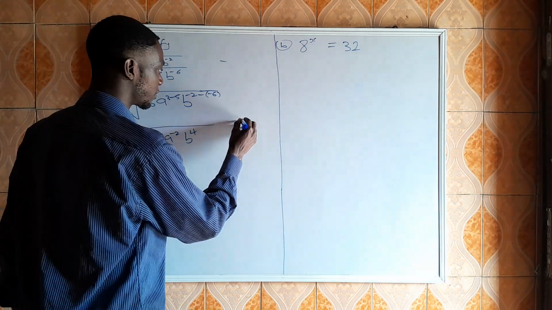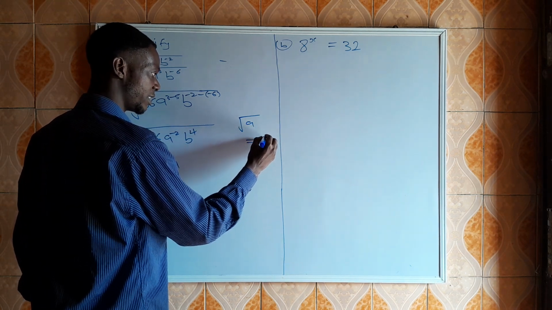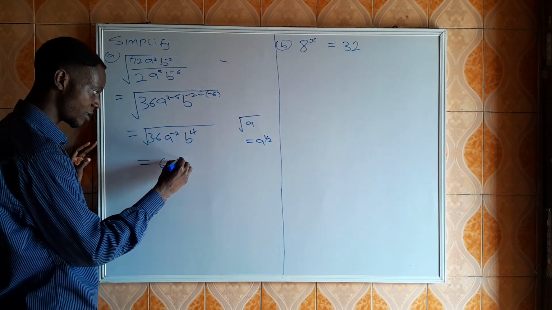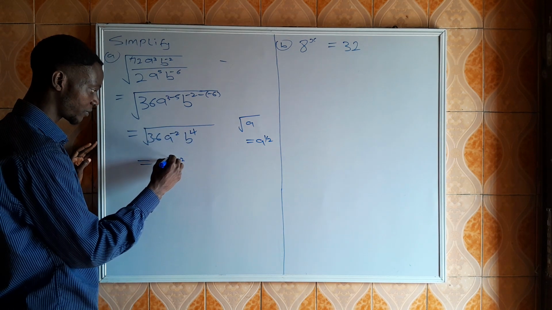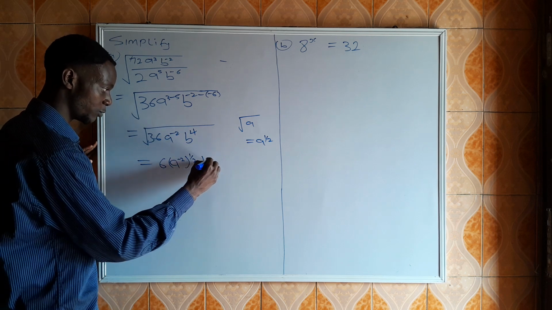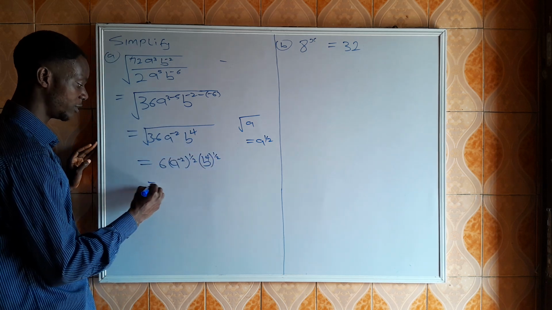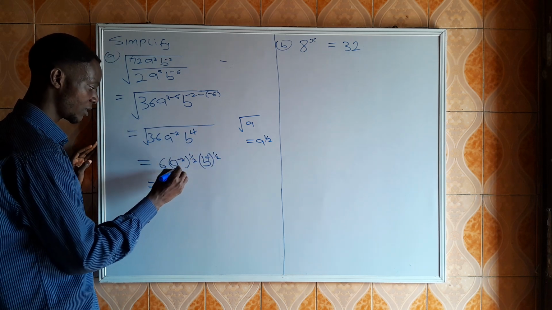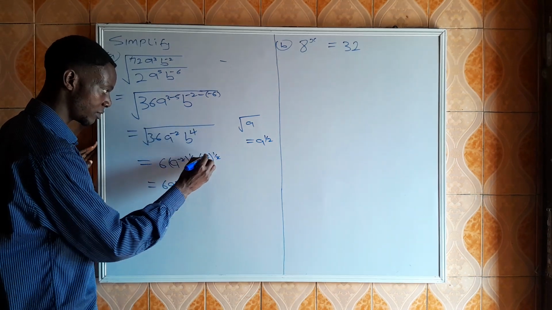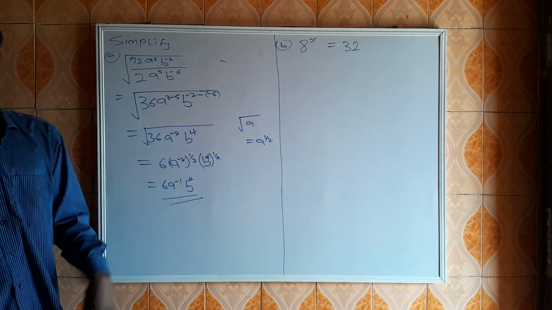Now remember, the square root of a is the same thing as a raised to power 1 over 2. So that means this a to the minus 2 becomes a to the minus 1. Then b to the 4 becomes b to the 2. So we have 6 a to the minus 1 and b to the 2. And this will be the expression.